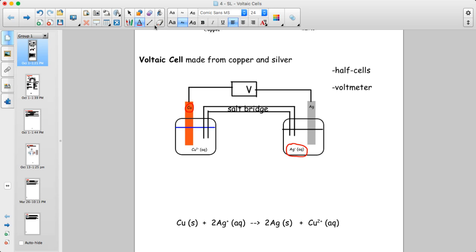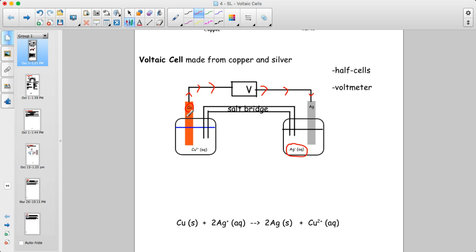So the way that it happens is that electrons, which from the half equation we can see are leaving copper and going to Ag+. So what's happening is that the electrons, in order to do that, they actually have to travel through the wire. This is my attempt to draw little arrows.